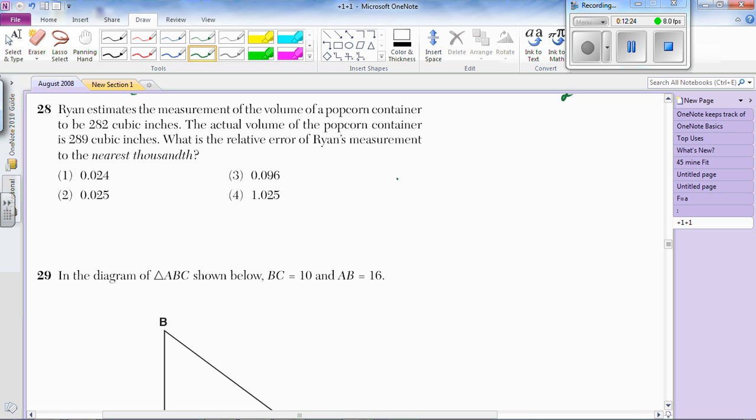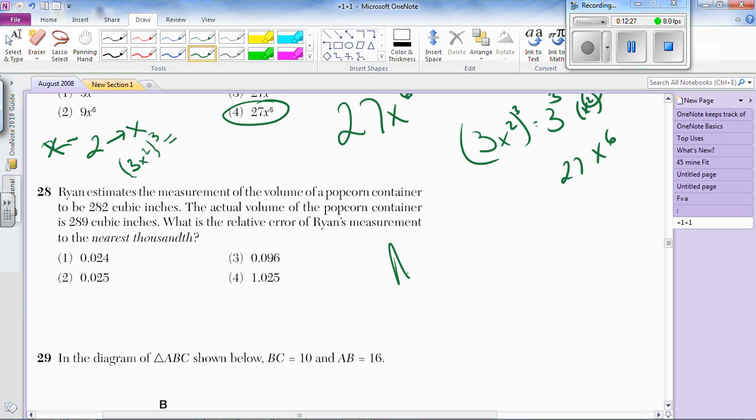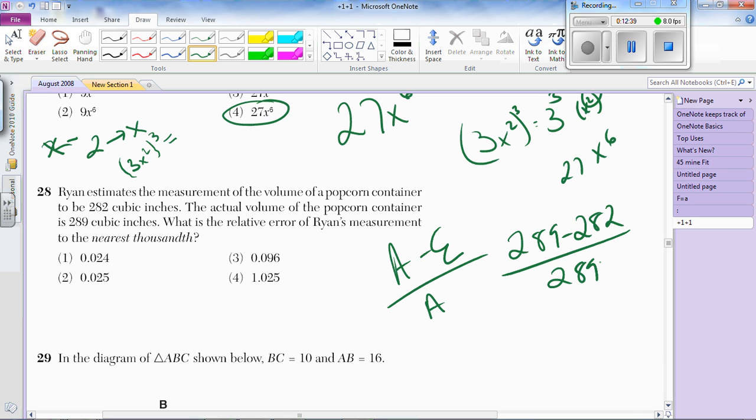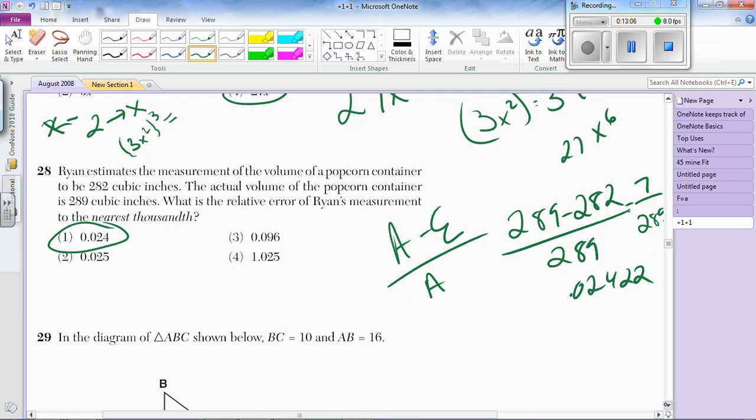So Ryan's estimate, so this is actual minus estimate over actual. So 289 minus 282 over 289. Be careful. Either use your alpha y equals or put in the numerator 289 minus 282, hit enter, and you get 7 divided by 289. And you get 0.02422. Two left, kids.